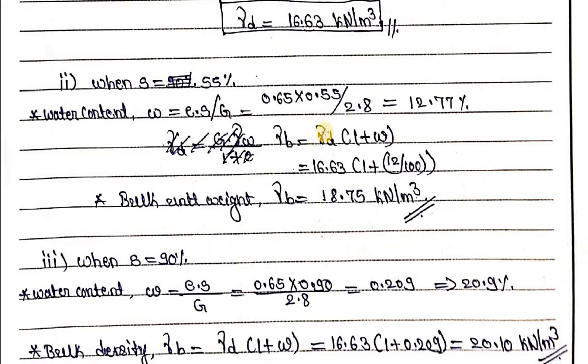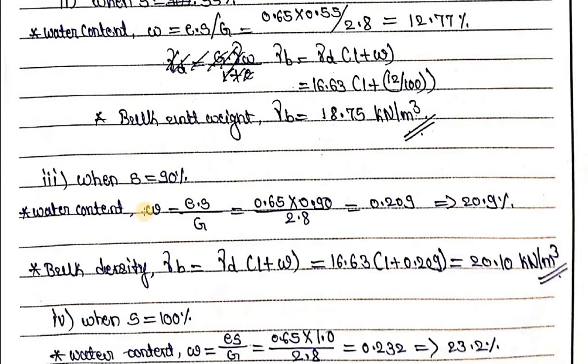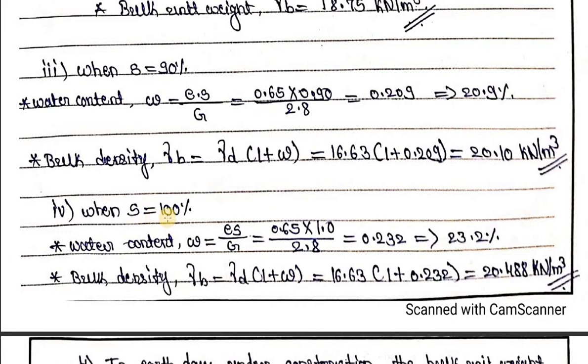Okay, so by using this formula I am going to calculate bulk unit weight. After substituting all the data which is available, that is 18.75 kilonewton per meter cube, I am going to arrive at the answer. So remember, dry unit weight for a particular type of soil will never change. Similarly I am going to calculate for 90% degree of saturation. The same way I am going to calculate water content, and the same way I am going to calculate bulk unit weight. Similarly, when degree of saturation is 100%, I am going to calculate in the same manner.